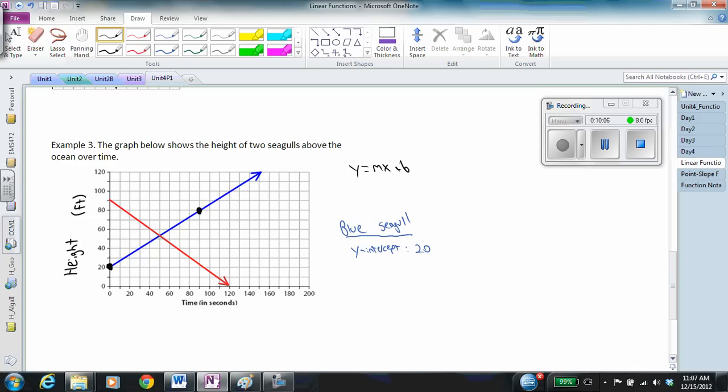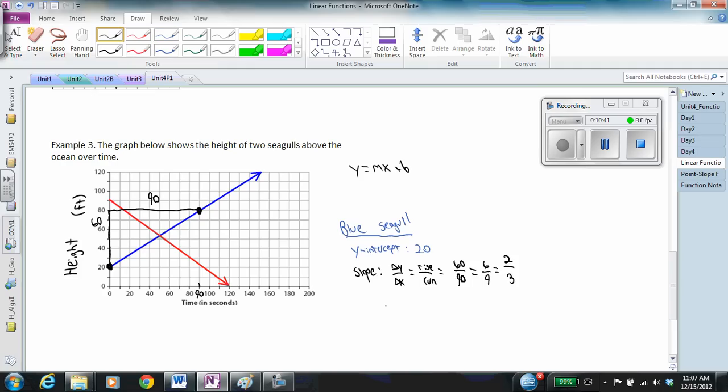So now we have to pay attention to our scale. We rise from 20 to 80, which is a rise of 60. And we run from 0 up to, that's at 90. Run 90. So the slope, change in y over change in x from a graph, rise over run, is my rise of 60 divided by my run of 90, which simplifies to 6 over 9, which simplifies to 2/3. So now I have a y-intercept and a slope.